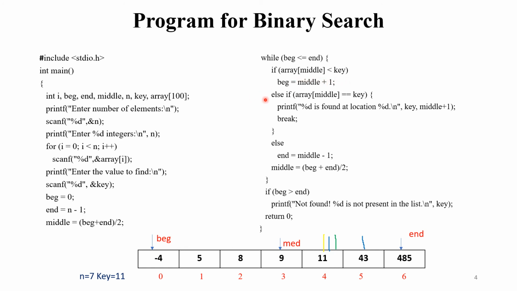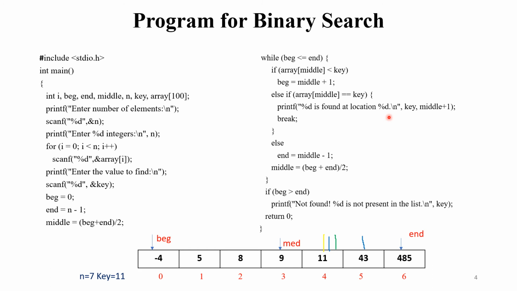Then we jump to the next condition, that is else if array of middle is equal to key. Here array of middle is 11. So 11 is equal to 11. This condition is true. Then print "%d is found at location %d". Here the first %d is the key, that is, key is 11. So 11 is found at location middle plus 1. Here middle is 4, so 4 plus 1 is 5. So our output is 11 is found at location 5.